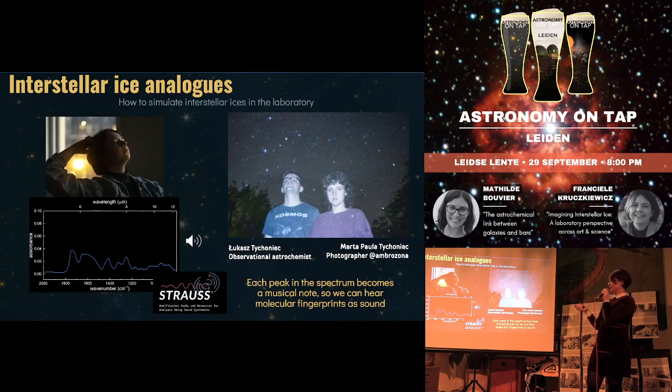And then Łukasz, who works in observational astrochemistry at the Leiden Observatory, took one of the spectra that I have in the lab and turned it into a sound, like music. And this sound is not going to work right now, but it's working. So it's very cute. We can turn the spectrum that we have in the lab into a sound. Every peak that you see here becomes a musical note.